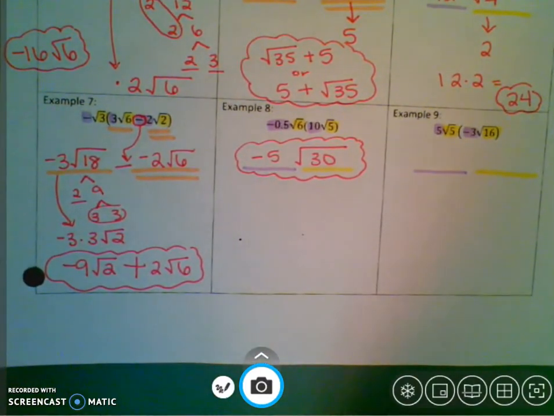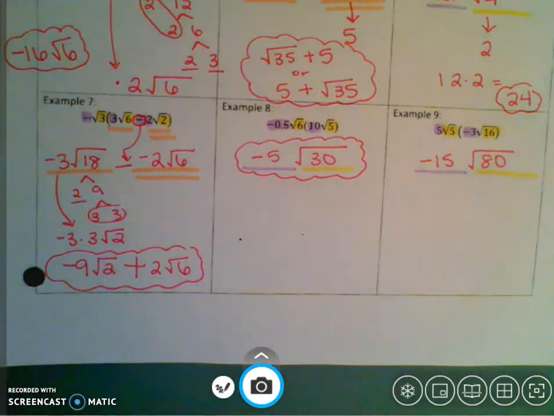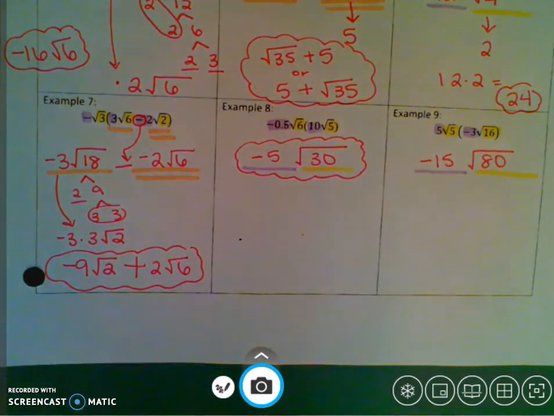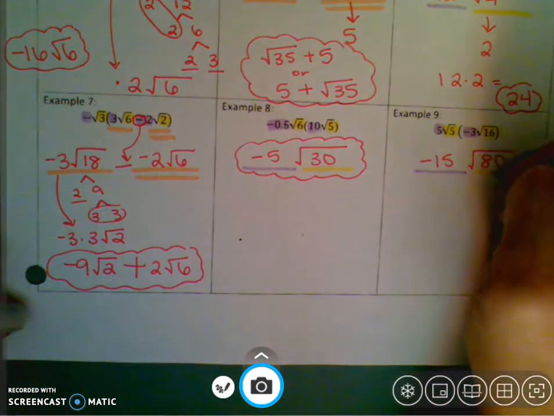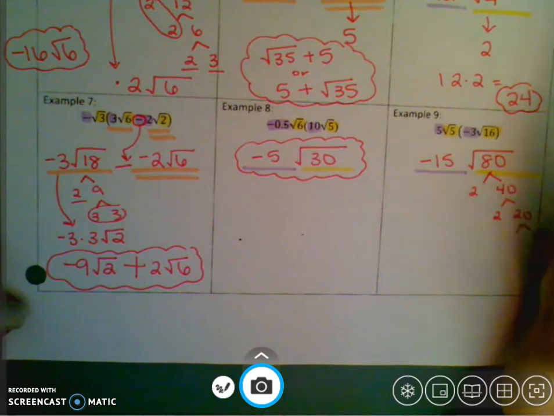Okay, so I already set up number 9. Go ahead and pause the video and try number 9. You will have to simplify number 9. It will break down. So when you multiply number 9, you get the square root of negative 15 square root of 80. However, 80 simplifies more. So we can break that down. You can break it down however you want. I always use 2's.